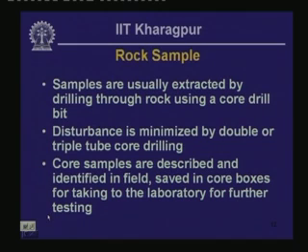Okay, now we get into rock sampling. Here the samples are extracted by drilling through rock layers using a core drill. We have seen examples of core drill bits in the previous lessons. Now, disturbance in this case is minimized by introducing double or triple tube core drilling. Core samples are described and identified in the field. They are saved in core boxes before taking them to the laboratory for further testing.